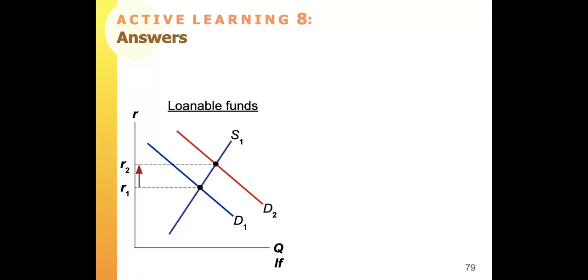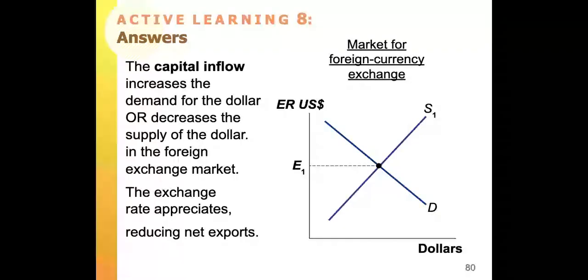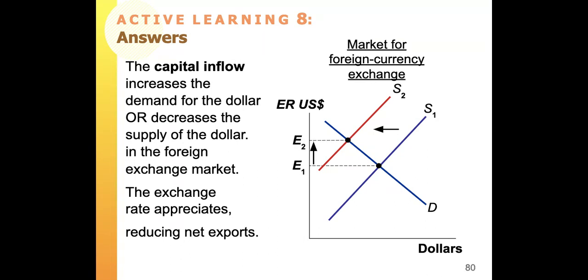And if the interest rate goes up, then we know that leads to capital inflow. So foreign money is going to come into our banking system, increasing the demand for the dollar or reducing the supply. Either of those things make the US dollar increase in exchange rate, making the US dollar more expensive and reducing net exports.